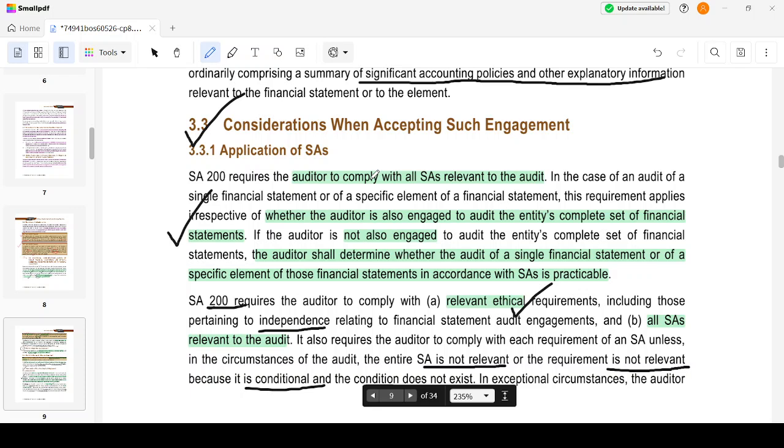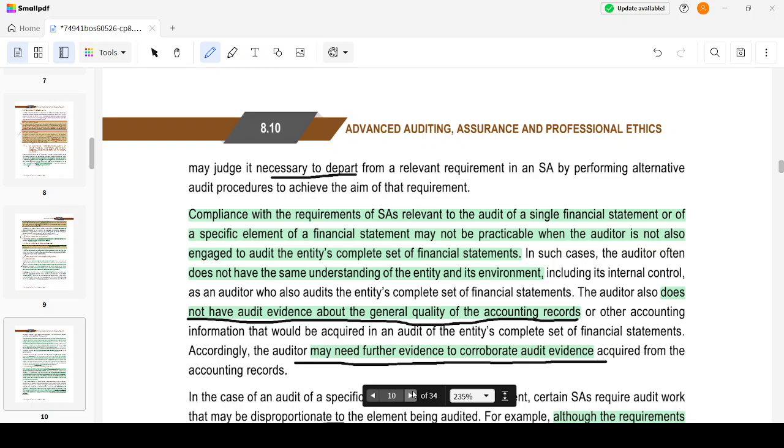I am not required to comply with a requirement when that particular SA itself is not relevant, or the requirement is conditional and that condition does not exist in my current set of financial statements. Then, in exceptional circumstances, the auditor may judge it necessary to depart from the relevant requirement by performing alternative audit procedures. Assume I am doing only a single financial statement audit or a specific element audit. I am not involved in the complete set of financial statement audit. Then it may not be practicable for me to comply with all the requirements, right?